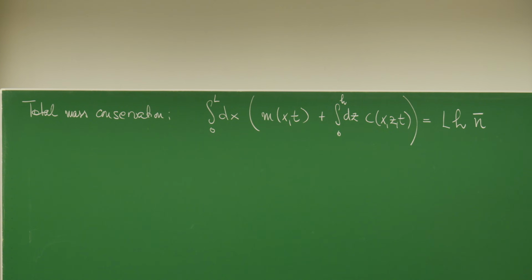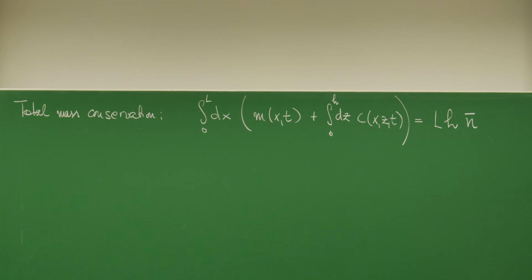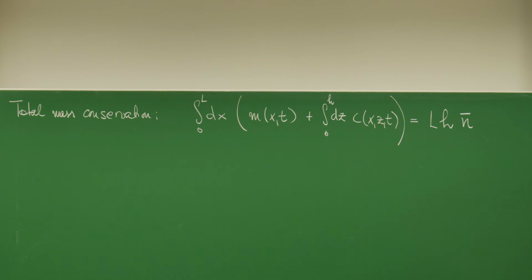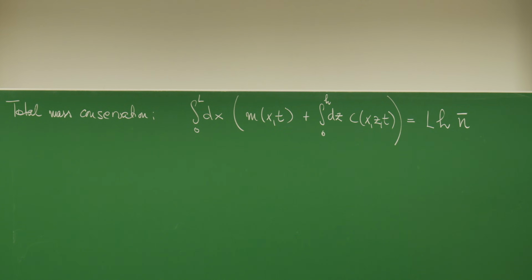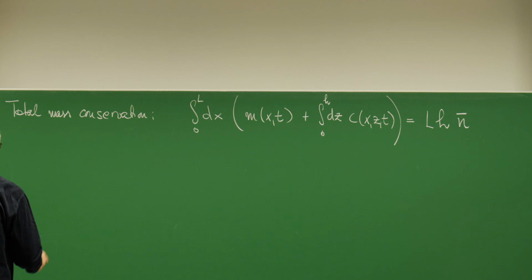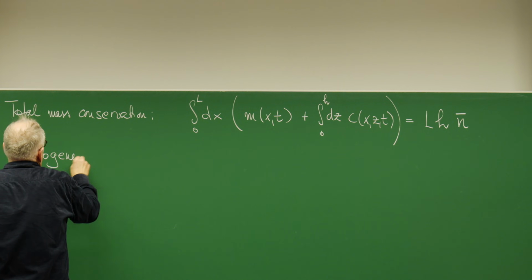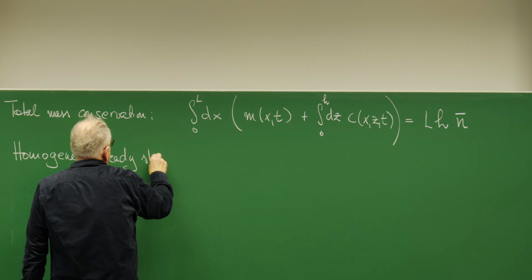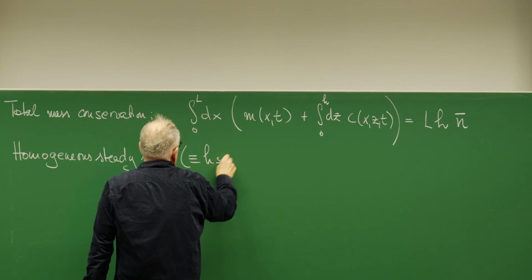Now we have the equations, we have the boundary conditions, and we have the fact that we have total mass conservation. To set up now linear stability analysis, I need to know what is the corresponding homogeneous steady state around which I will do my perturbation. So let's look at this first. Let's look at what is the homogeneous steady state. So let's call this HSS.